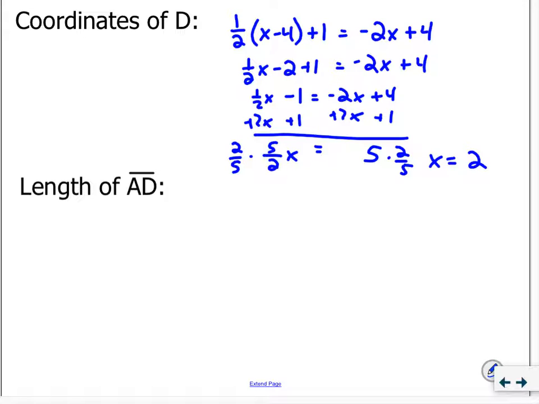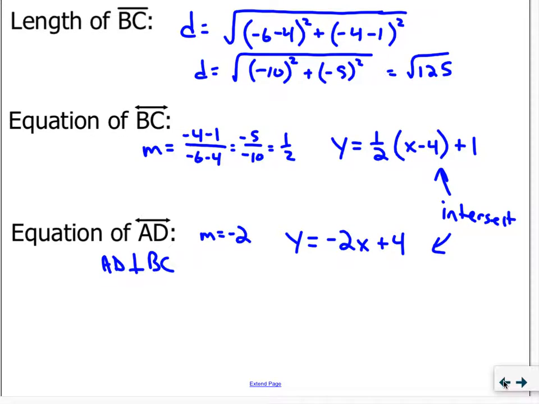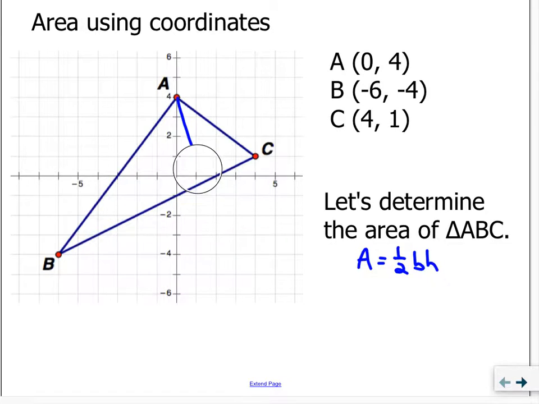Now let's go back and plug in x equals 2 for one of the lines. Maybe I'll take the line AD. y equals negative 2 times 2 plus 4. Oh, look at this. We get y equals 0. So then the coordinates of point D, it was at 2 comma 0. So let's go back and make that picture a little bit better then.